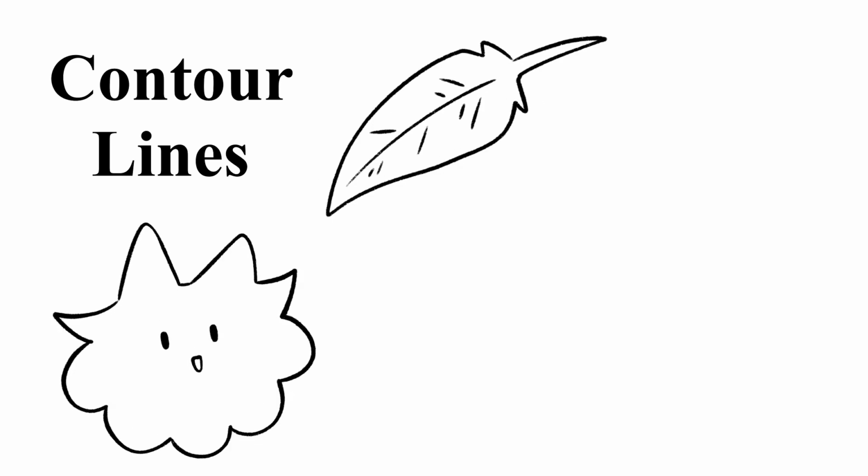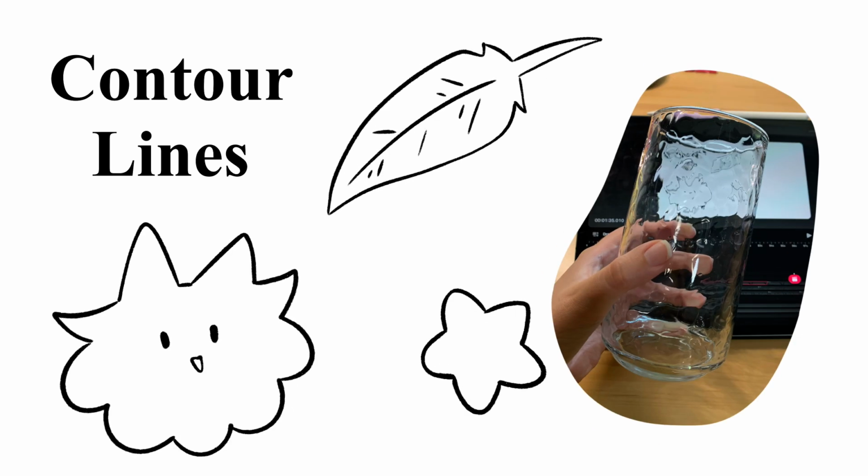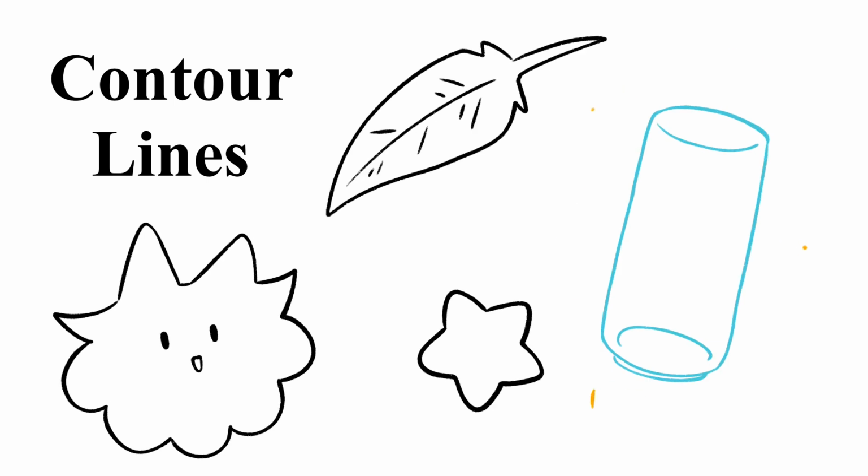Contour lines are outlines. They can be outlines of organic or non-organic objects such as flowers or cups. They're usually easily identifiable and fairly simple to draw. Take this glass cup. By drawing around its edges, I can create a contour line of it. The same can be done for leaves, stars, anything.